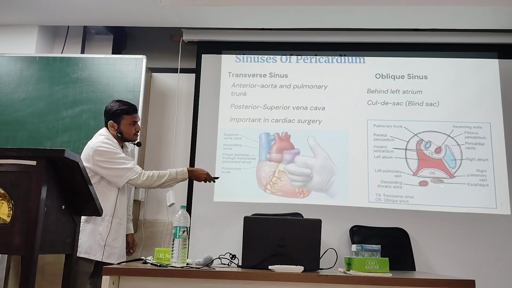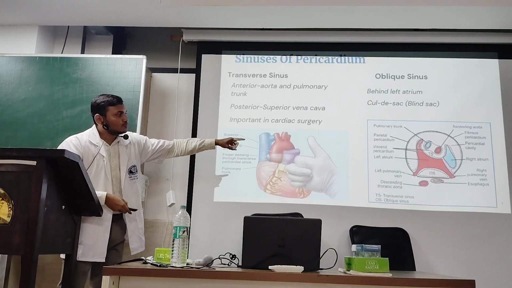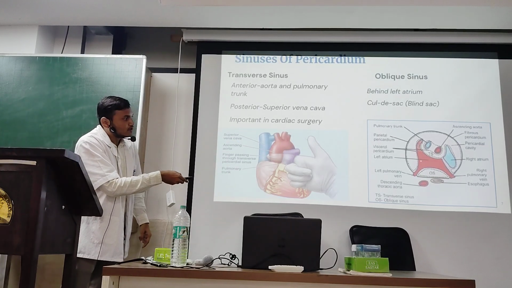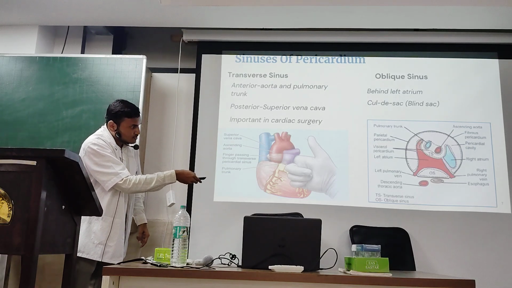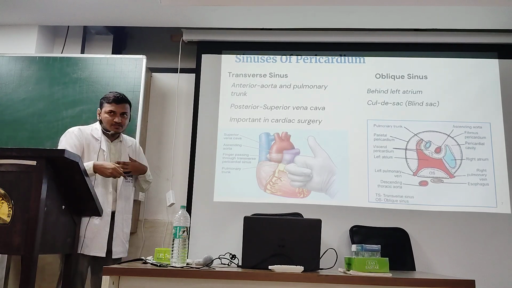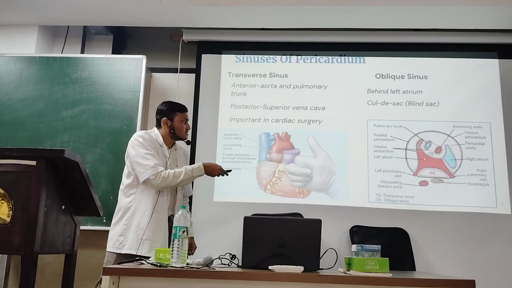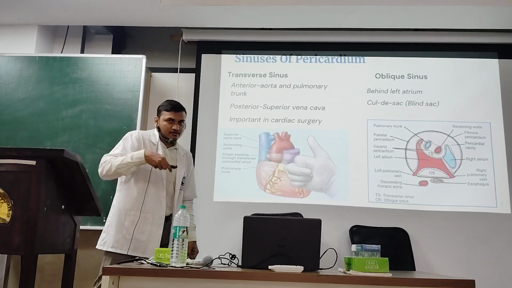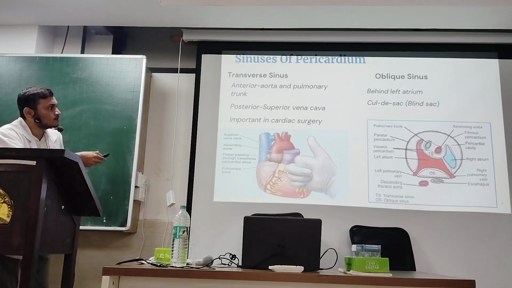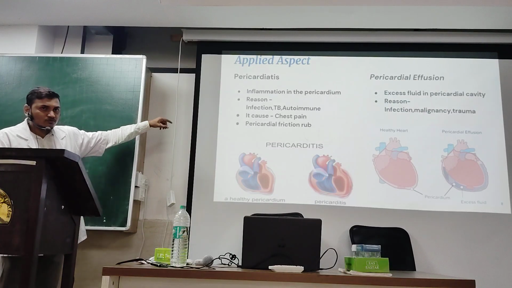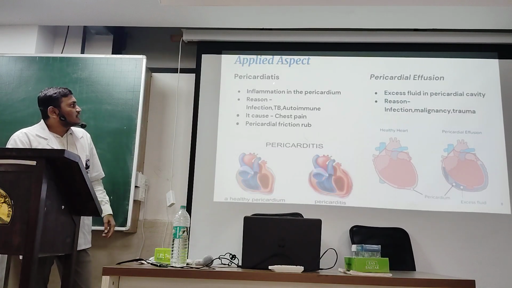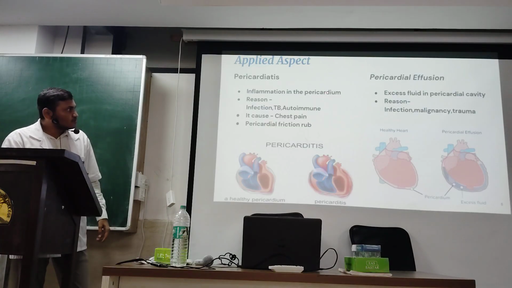As you can see, the posterior relation is the esophagus. So what happens, it is a left atrium. Whenever it expands, it can compress the esophagus, but because of this oblique sinus, it prevents the compression of the esophagus and therefore prevents dysphagia. So let us go to the applied aspect. The pericarditis, it is the inflammation in the pericardium.